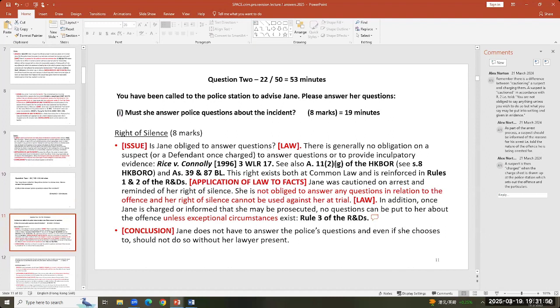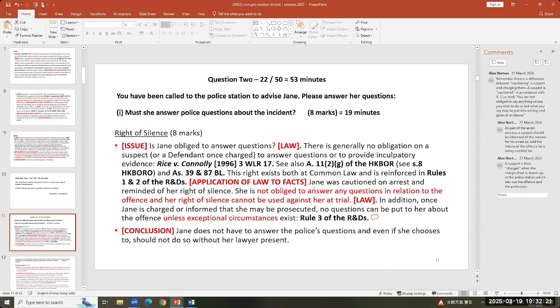There's the provision in Article 11 of the Bill of Rights. It's a common law right. It's in the Bill of Rights, but it's also, remember, reflected in the rules and directions, right? Remember Rule 2, you're not obliged to say anything, but if you do say something, it can be taken down and used in evidence against you. That's setting out the whole fundamental principle of the right of silence. So here's the law, and I've given a case as well there.